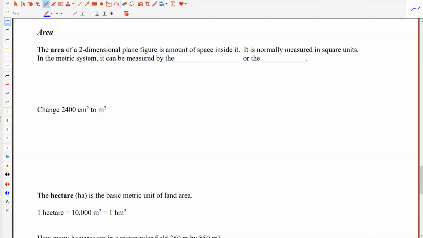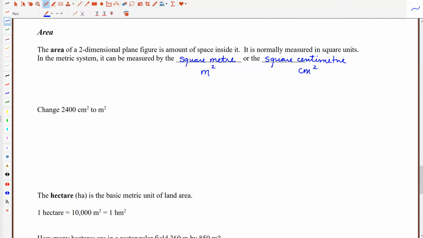So when I'm working in the metric system, those square units are usually going to be measured by the square meter, which should be abbreviated m with a little 2 behind it, or I can measure it with the square centimeter, which would be cm with a little 2 behind it.